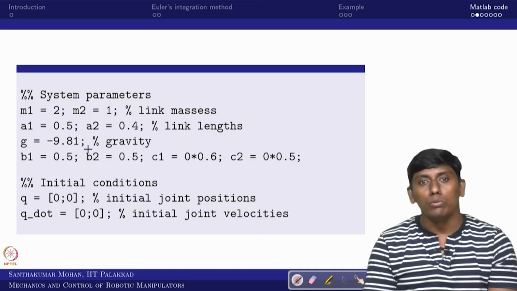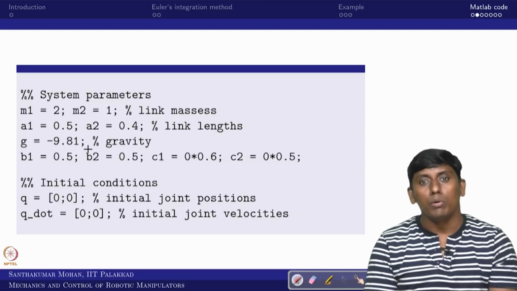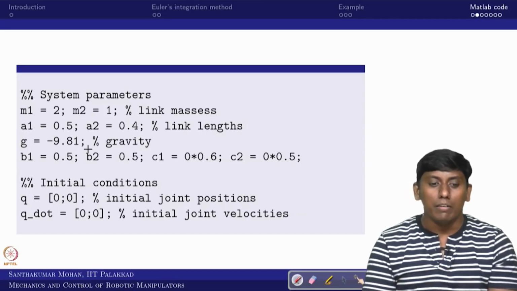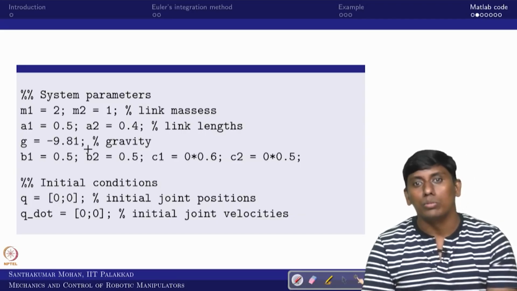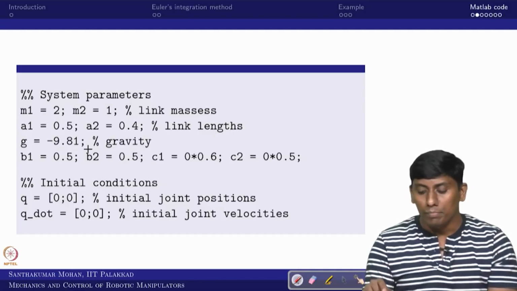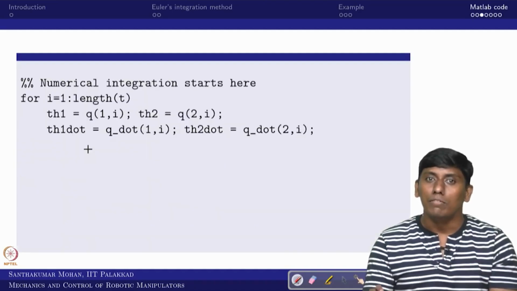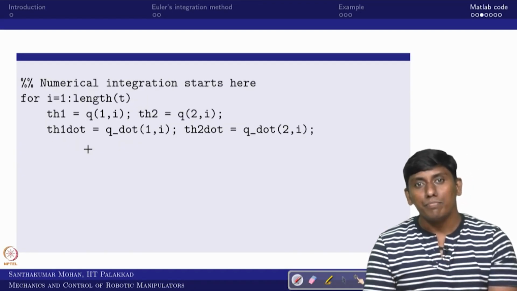So q is equivalent to theta 1 and theta 2. So q dot is equivalent to theta 1 dot and theta 2 dot. So right now we assume both are zeros. Since theta 1 and theta 2 are 0, and theta 1 dot and theta 2 dot also 0. Okay. So once we are all done, what else we need to do? We can start the numerical integration.